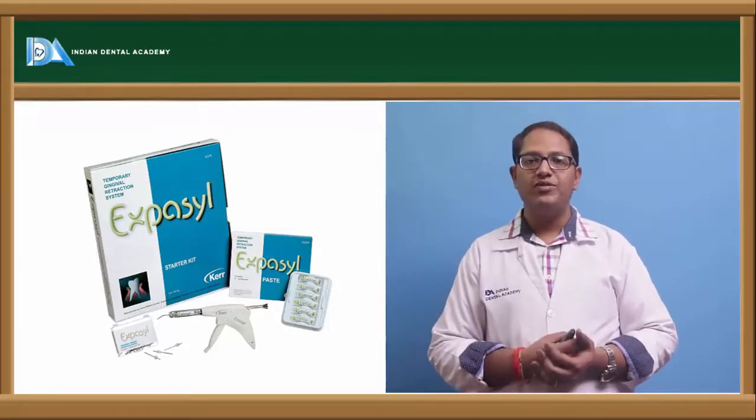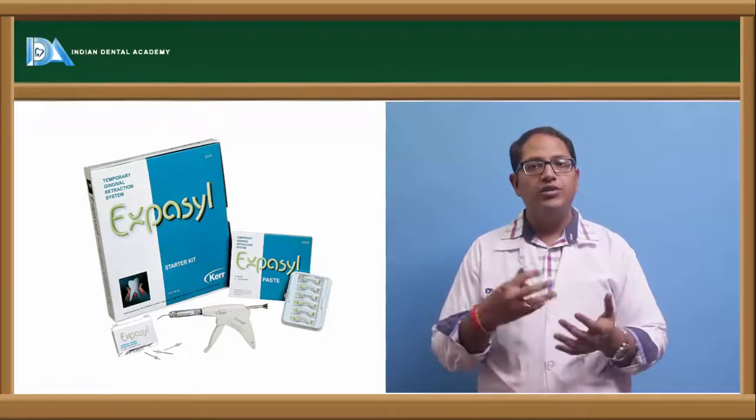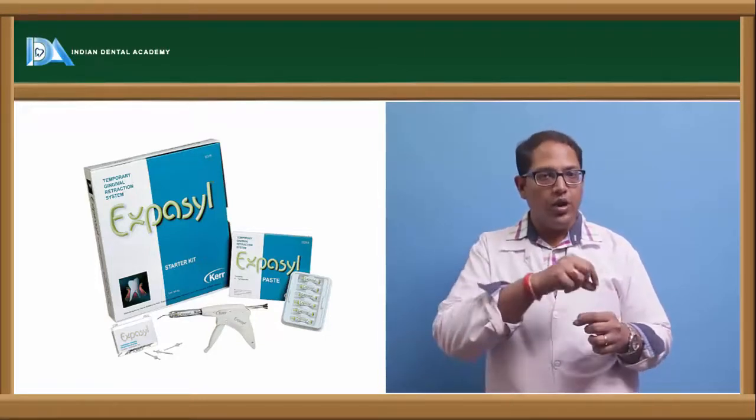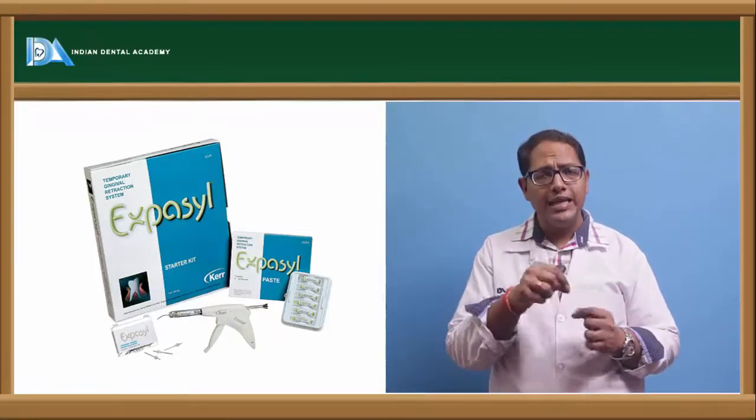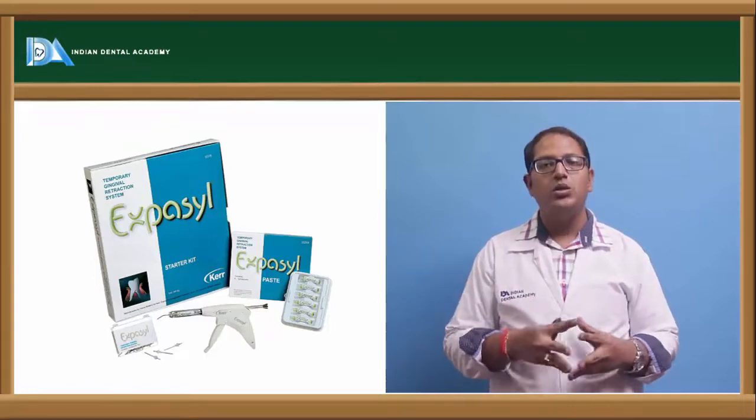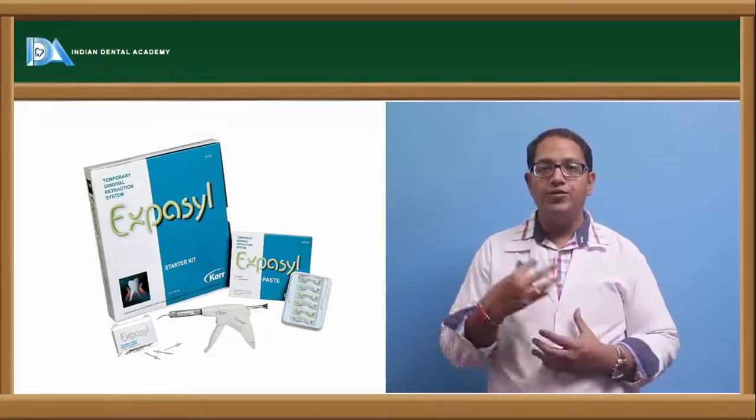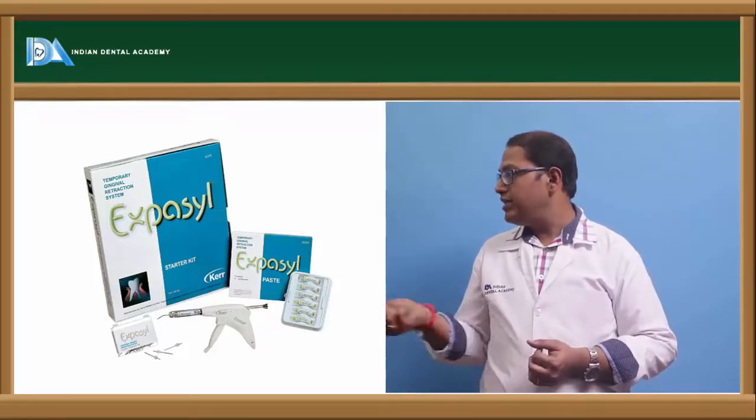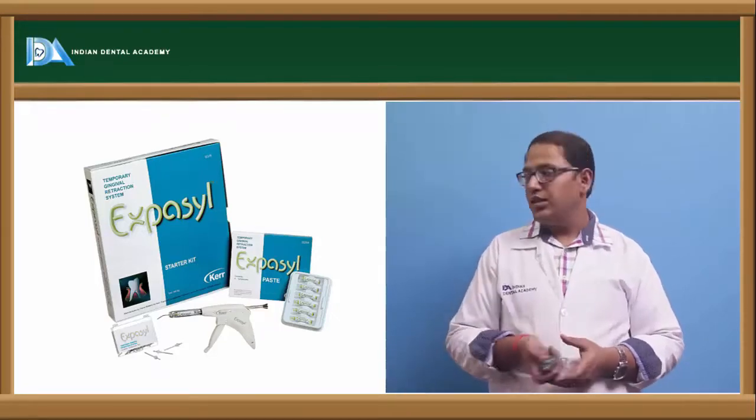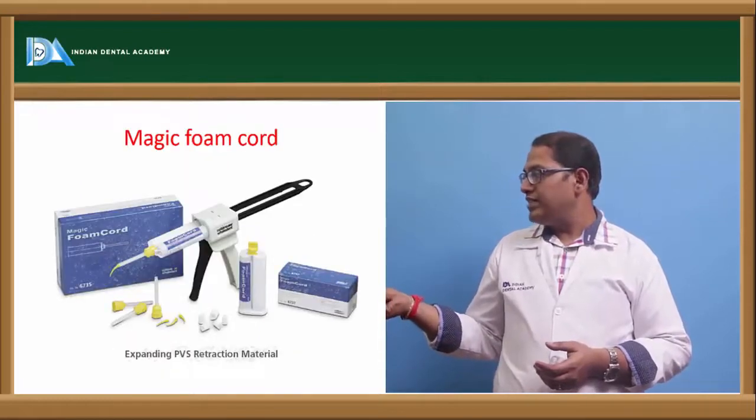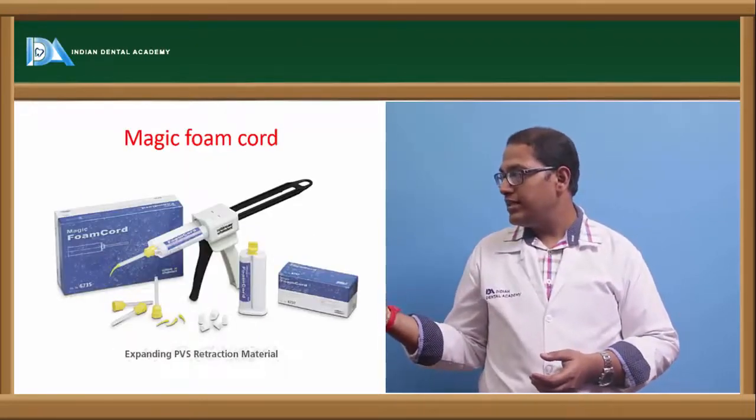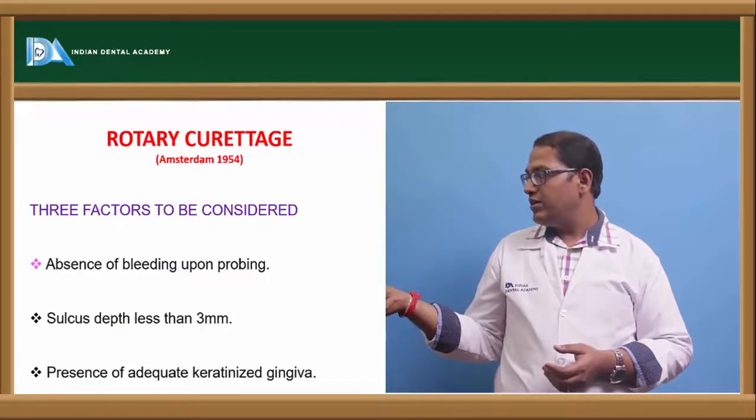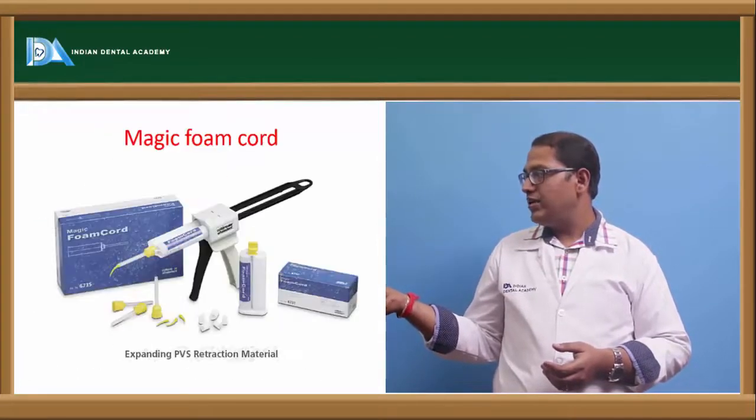There are newer materials which have come into the market now, which are used instead, because cord packing gets a little tacky and again is difficult for the dentist. So we have come across different other materials, like X-Seal, which is a temporary gingival retraction system. We also have something called magic foam cord, which is again a polyvinyl silicone. I will tell you what these materials are, X-Seal and magic foam cord.